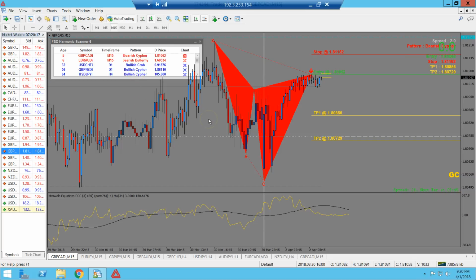And I just want to make it clear, just because these patterns extend does not make this a bad system. I mean, that's just harmonics. Some of the patterns extend. Like I said, the crab pattern is an extension pattern. You can have a regular crab and then it can extend and become this big deep crab. So it's just part of harmonics.